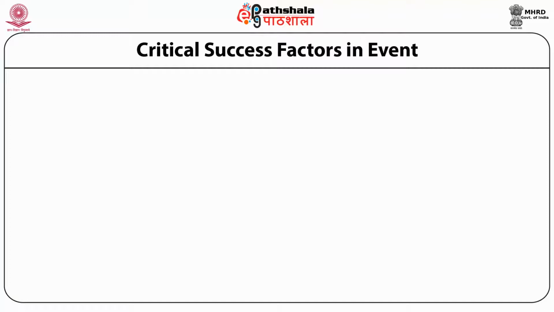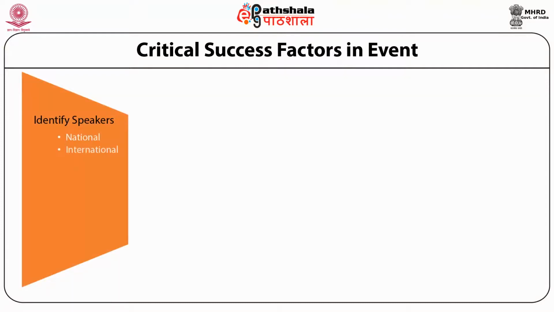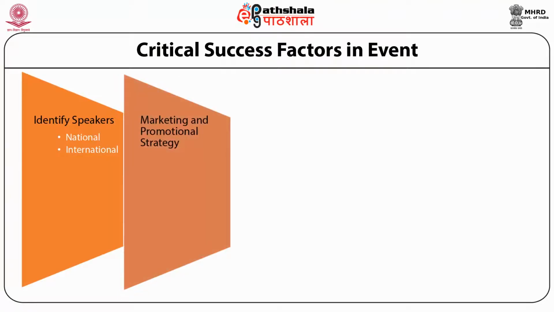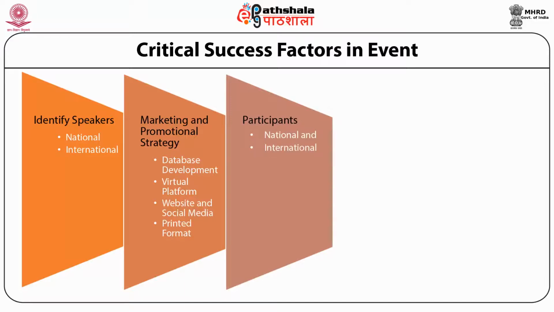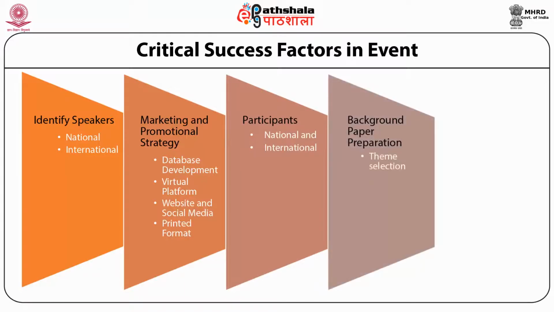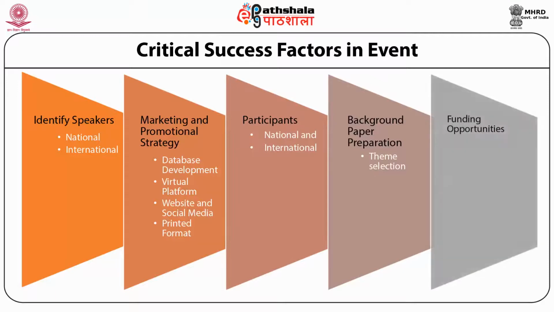Now, critical success factors in an event are, number 1, identify speakers, national and international. Develop and design a marketing promotional strategy, for example, database development, virtual platform, websites and social media, printed format. Then come your participants, national and international. Background paper preparation, theme selection, and finally, funding opportunities like ministries, bilateral and multilateral organizations, corporates, thematic sponsors, conference sponsors, exhibitions, etc.